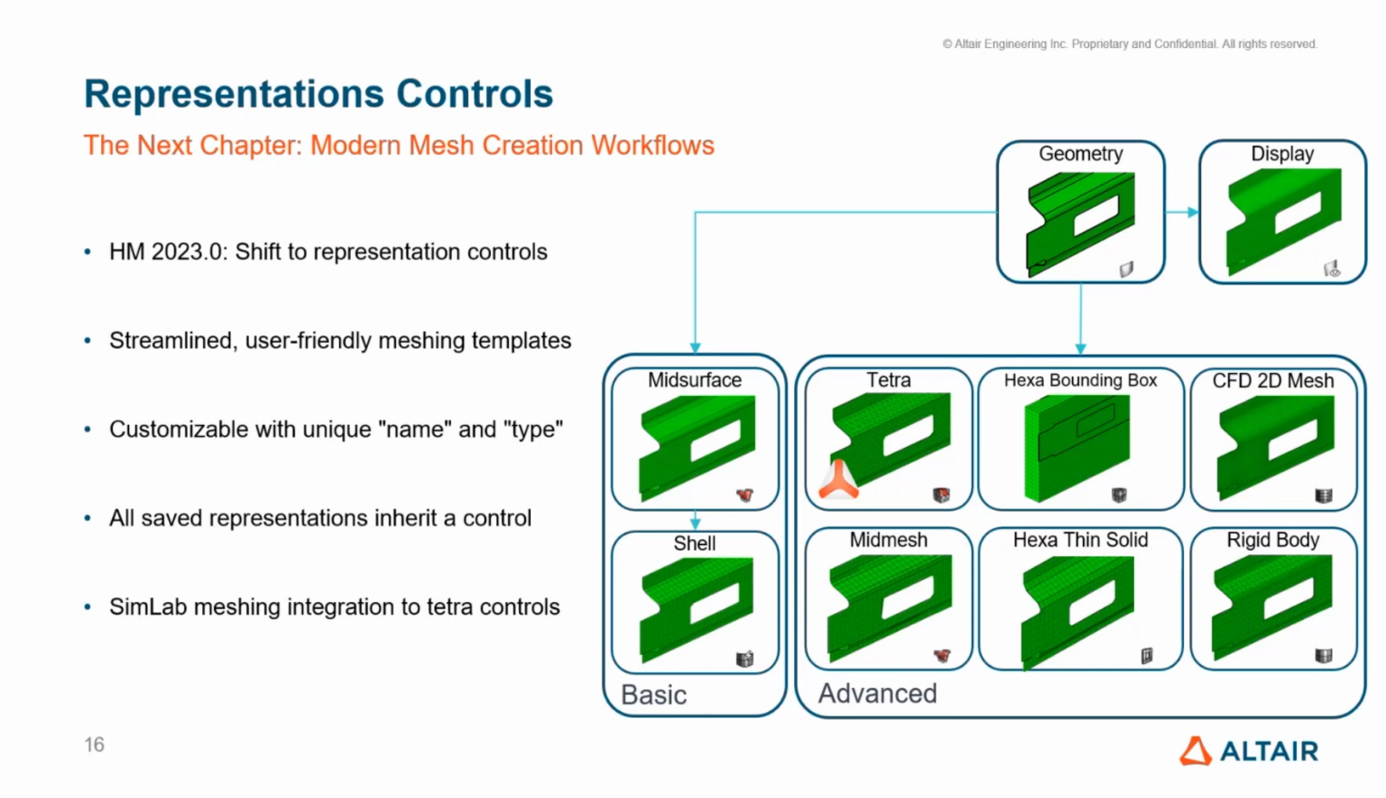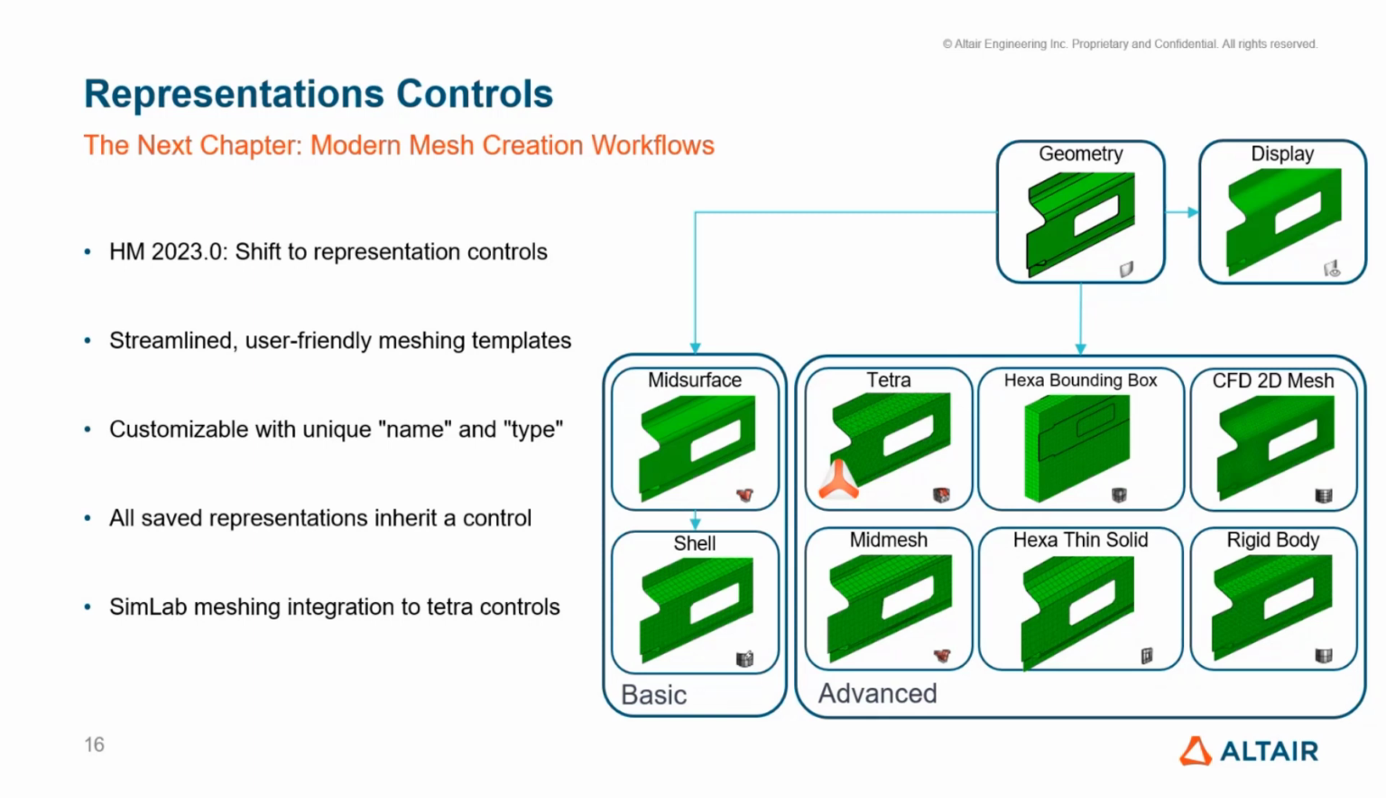Rep controls are essentially customizable meshing templates that allow users to create part representations by launching a batch mesher through the part browser. The whole idea of having reusable meshing templates that you can then apply on multiple cases is similar to the connector templates that are already available in HyperMesh, and they're known as connector controls. Each rep control has a unique name and type assigned by the user, and in 2023, all saved representations are going to have a representation control assigned.